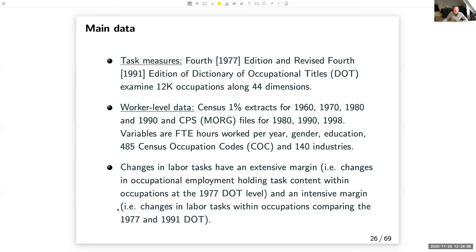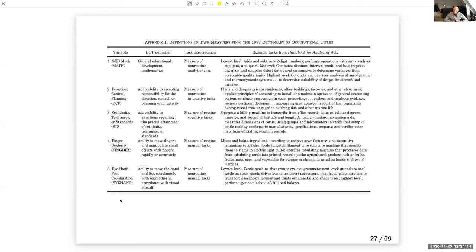Okay, so the 44 task dimensions are reduced into five dimensions. The first one is what they call math. These are your technicians, your professionals. What they measure is non-routine analytic tasks. There's also another one, DCP, direction, control, and planning, which is a measure of non-routine interactive tasks. So again, that would typically be high-paid non-routine jobs done by skilled workers, doctors, technicians, professionals, etc.